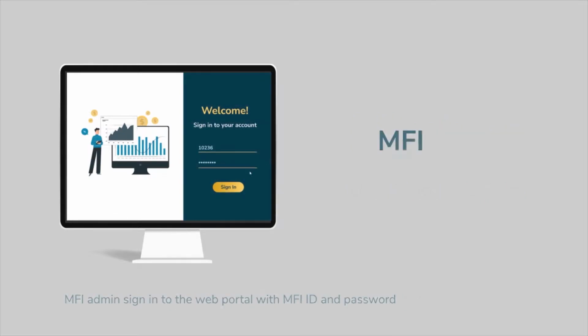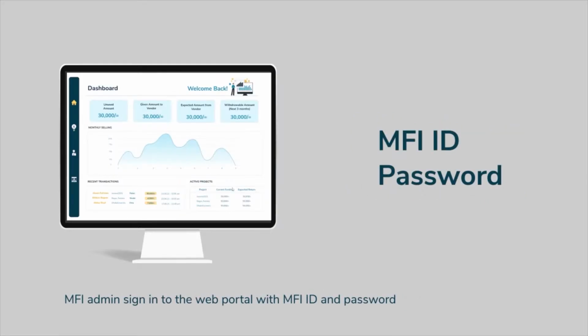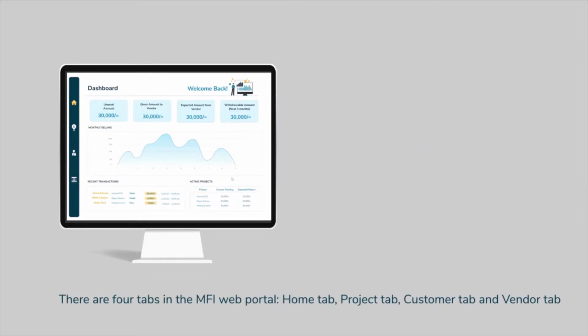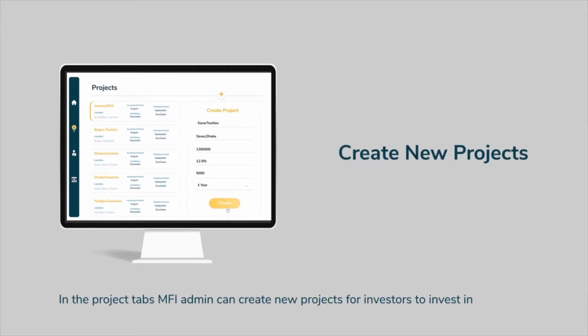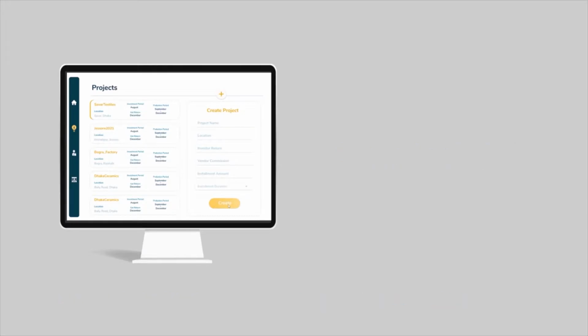MFI admins sign into the web portal with MFI ID and password. There are 4 tabs in the MFI web portal: Home tab, Project tab, Customer tab, and Vendor tab. In the project tabs, MFI admin can create new projects for investors to invest in. The new project info is stored on blockchain.